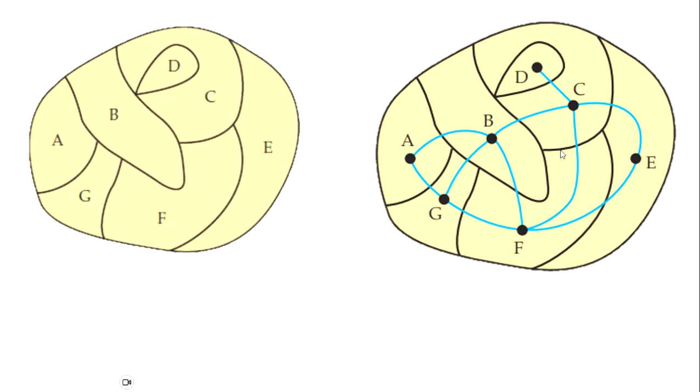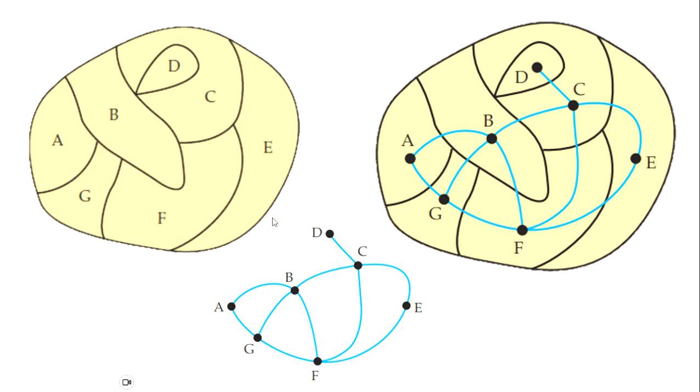Then we have here, let's say for C, it's connected to D, connected to B, connected to F, connected to E. It shares a common border. So, in short, we have this graph for this country. We have our representation.